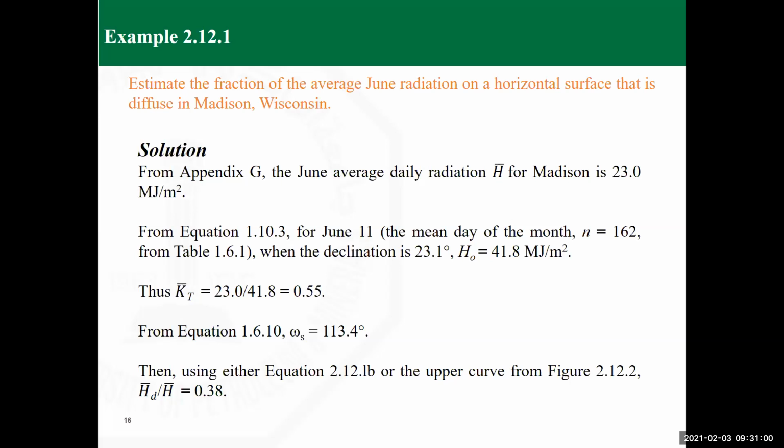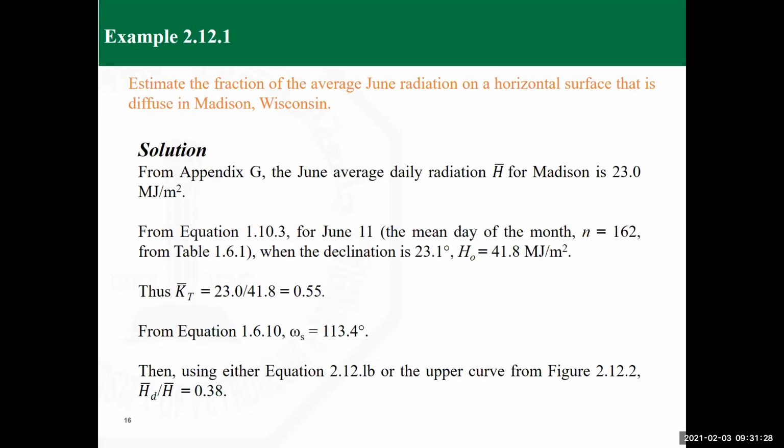KT is 23. We have calculated 23. It's actually taken from the previous example, or it's taken from the appendix where the information is given for the average daily radiation. So H bar in Wisconsin Madison is 23. We obtained H naught from the table as 41.8. So the fraction basically is 23 divided by 41.8, which is 0.55.